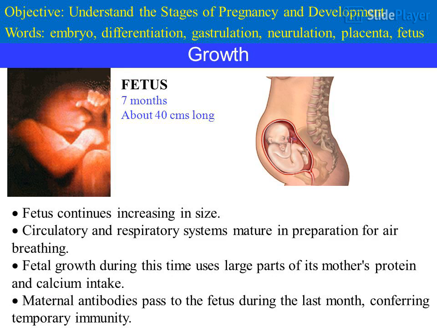Growth. Fetus. 7 months. About 40 cm long. Fetus continues increasing in size. Circulatory and respiratory systems mature in preparation for air breathing. Fetal growth during this time uses large parts of its mother's protein and calcium intake. Maternal antibodies pass to the fetus during the last month, conferring temporary immunity.